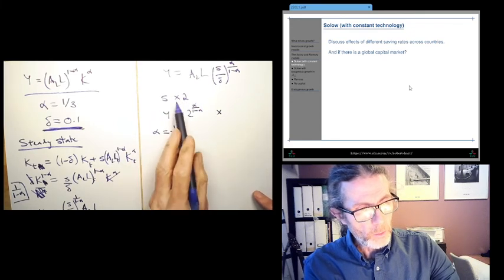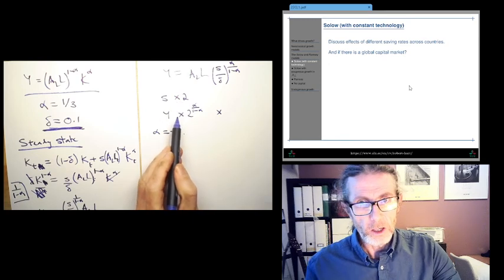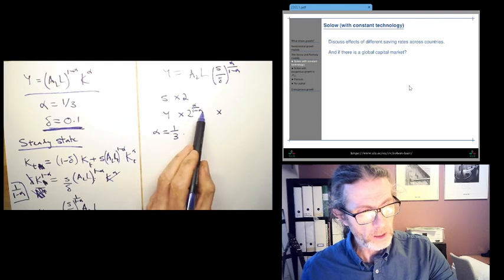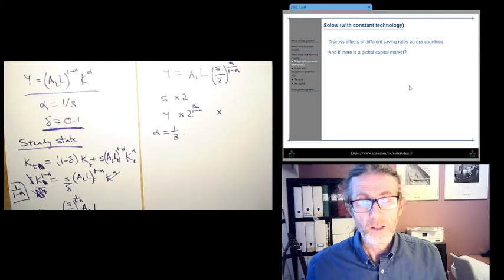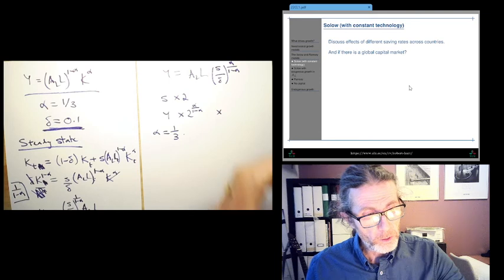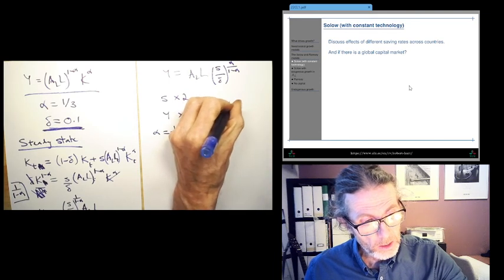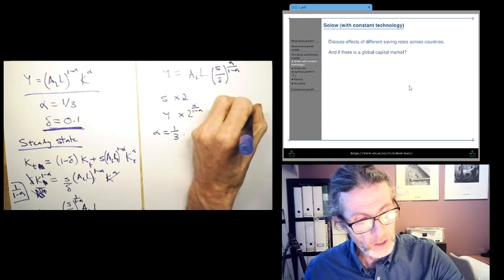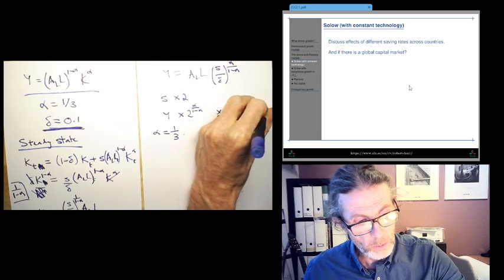So if we set alpha equal to 1/3 and put that in here, when we double the saving rate in the long run, how much more production do we get? 2 to the 1/3 over 2/3. 1/3 over 2/3 is 1 over 2, which is about 1.4.